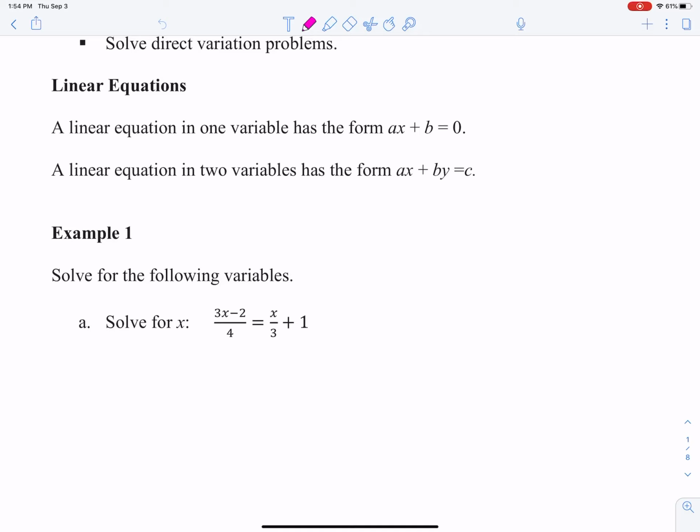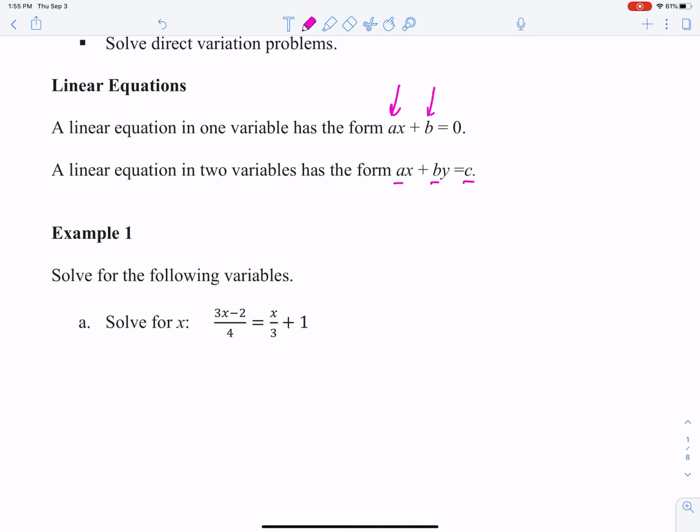So, a linear equation in one variable has the form ax plus b equals 0, right? So you would plug in some numbers for a and b, and there'd be an x still in there. This is typically your mx plus b formula. Linear equation in two variables has the form ax plus by equals c, right? Where we would fill in some numbers for a, b, and c. We'd have the x's and y's in there.